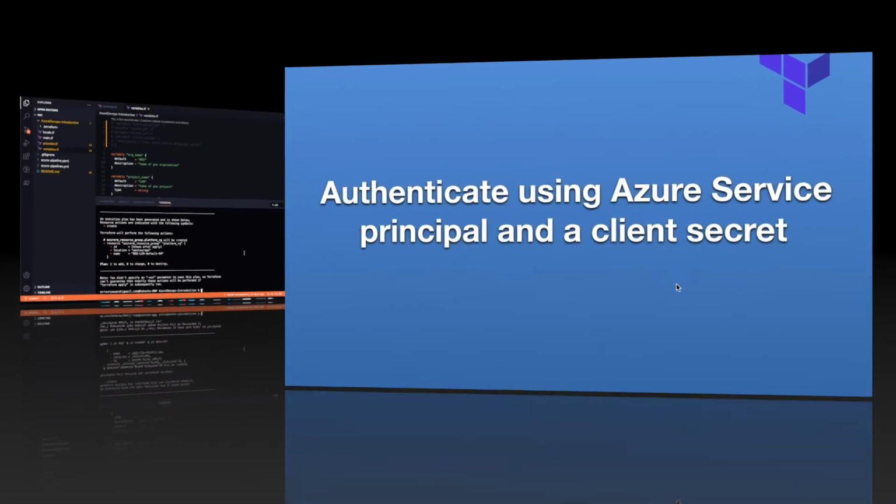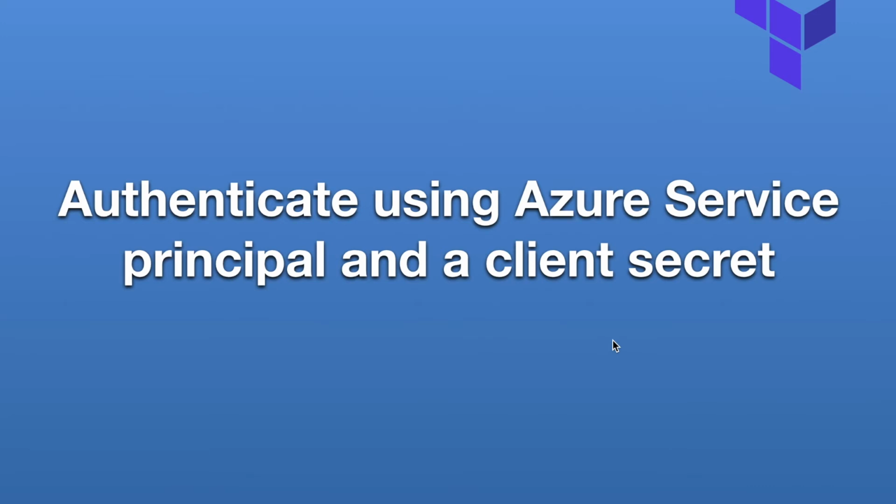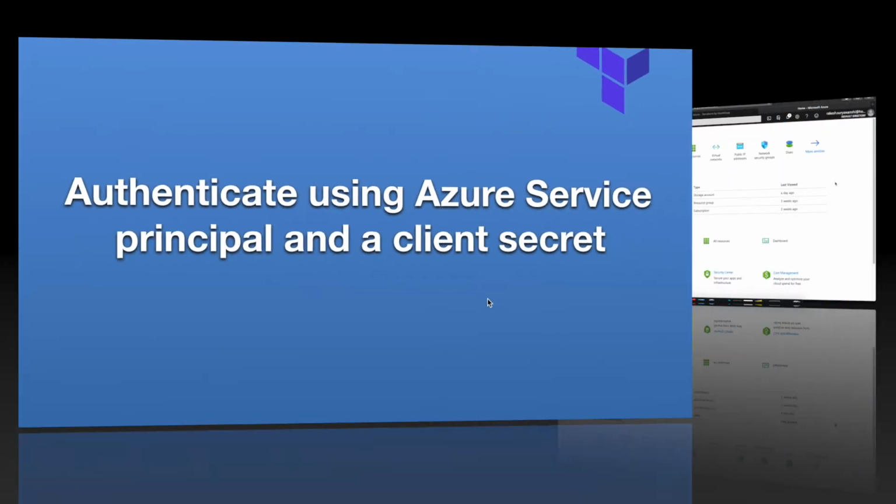Next, we are going to look at the AzureRM provider authentication with Terraform using a service principal, which is client ID and client secret. Let's see how you set up the client ID and secret first of all on your Azure subscription, and then how you use those client ID and secret within your Terraform commands.